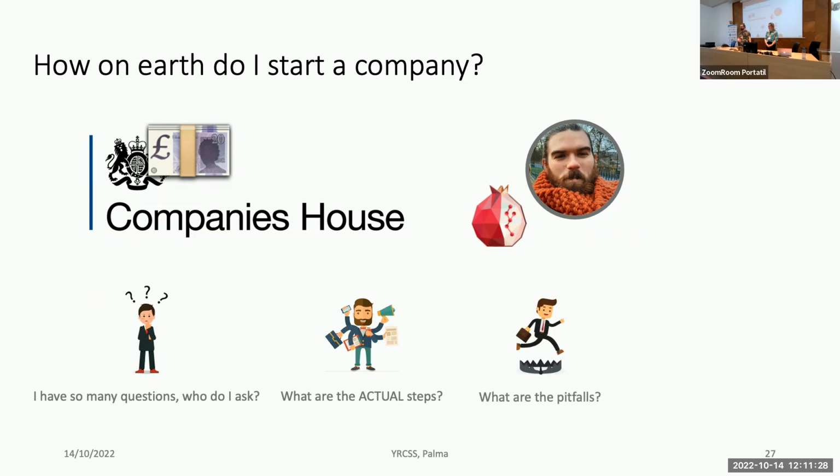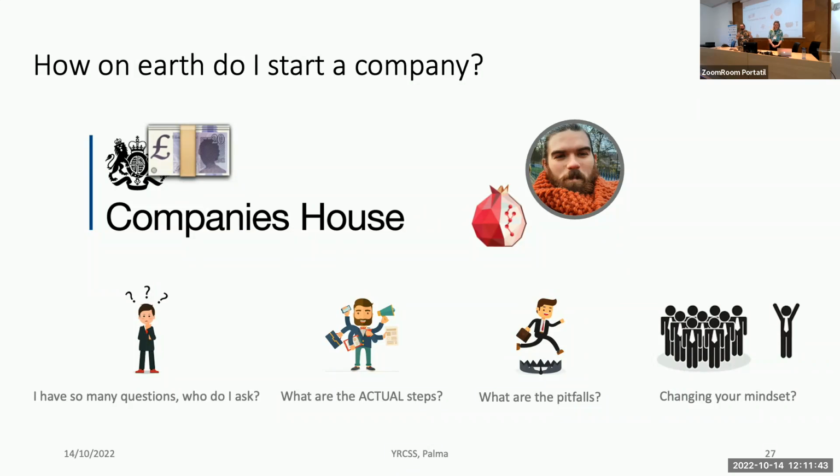There's obviously pitfalls, like if I don't do my taxes properly, you know, there's some man who bursts down our door and takes us away. That's not great. And I had this idea that, do I need to change my mindset in some capacity? Like, I have an academic hat on, I am a PhD student, I live in this ivory tower, how do I become a businessman? And I had absolutely no idea about any of these things.